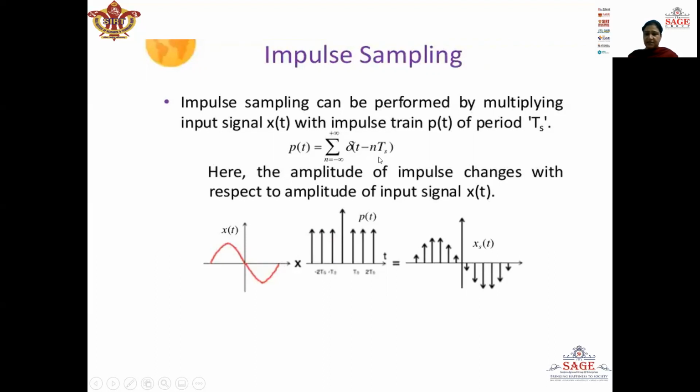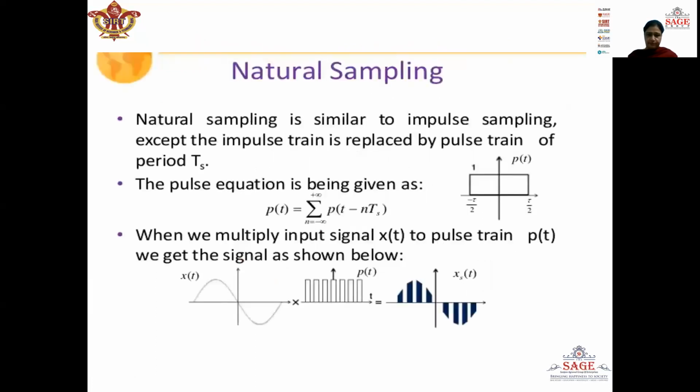Now, if I consider n equal to 2, I get an impulse at t equal to 2Ts. Similarly, moving to the negative side of n, if I take n equal to minus 1, I get delta(t + Ts). That means an impulse function is located at t equal to minus Ts. So here in the impulse sampled signal, the amplitude of the impulse changes with respect to the amplitude of the input signal x(t).